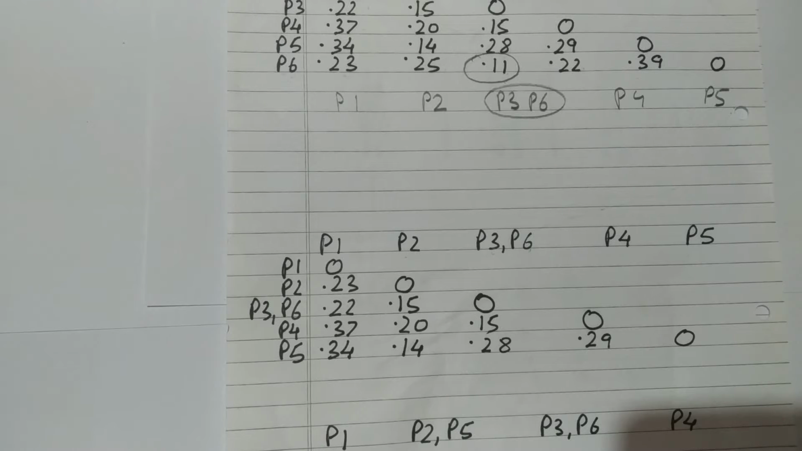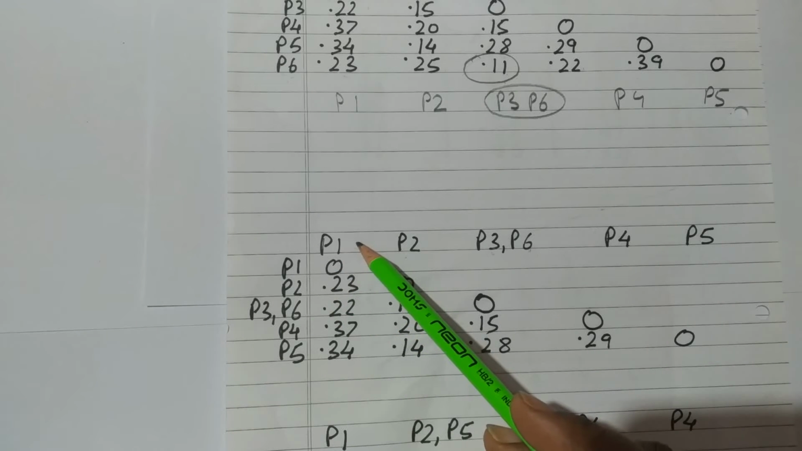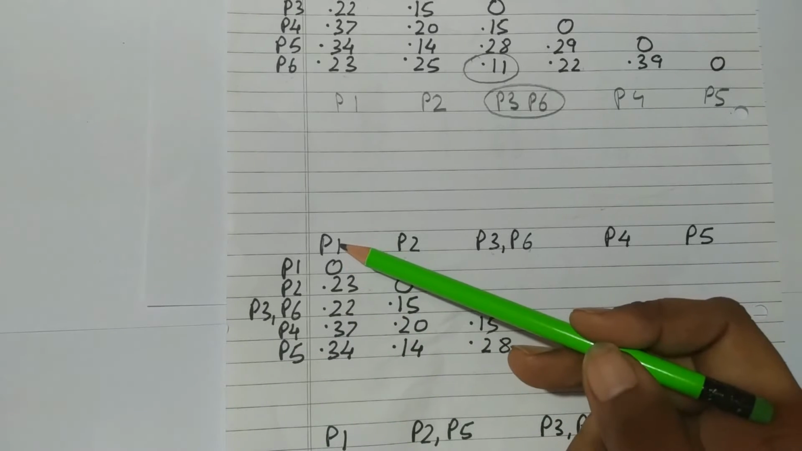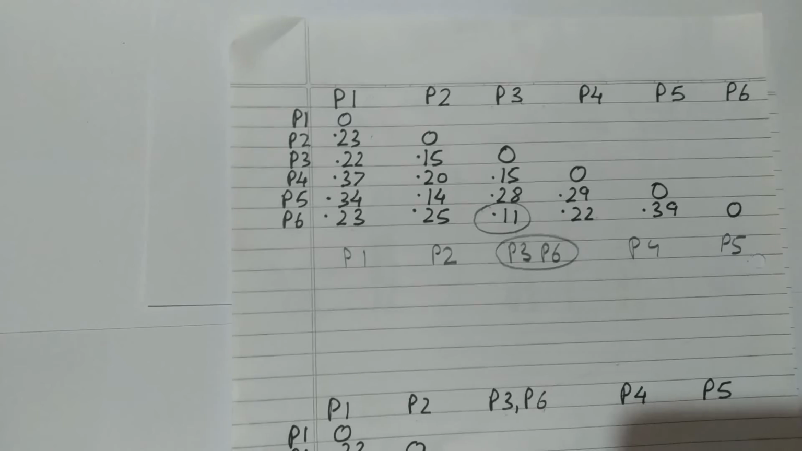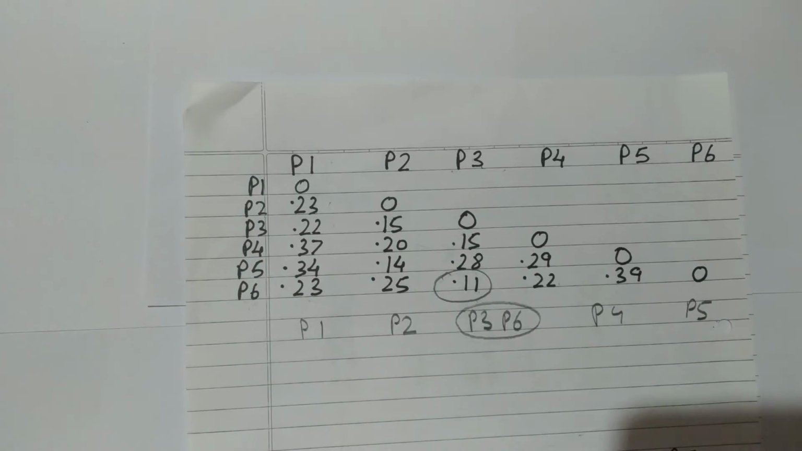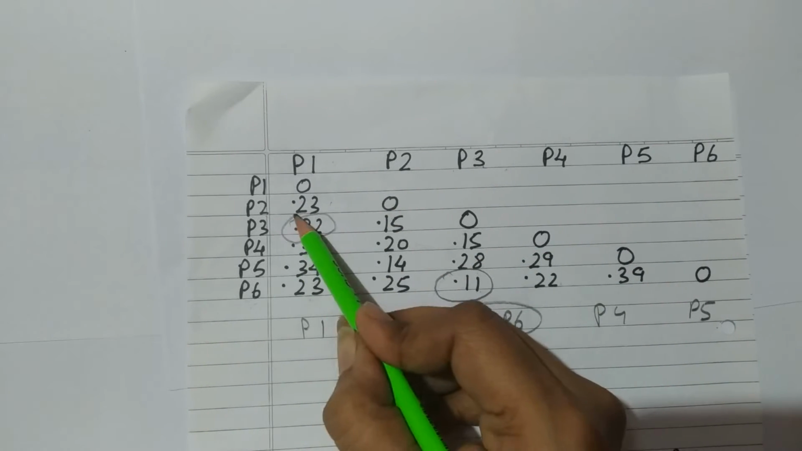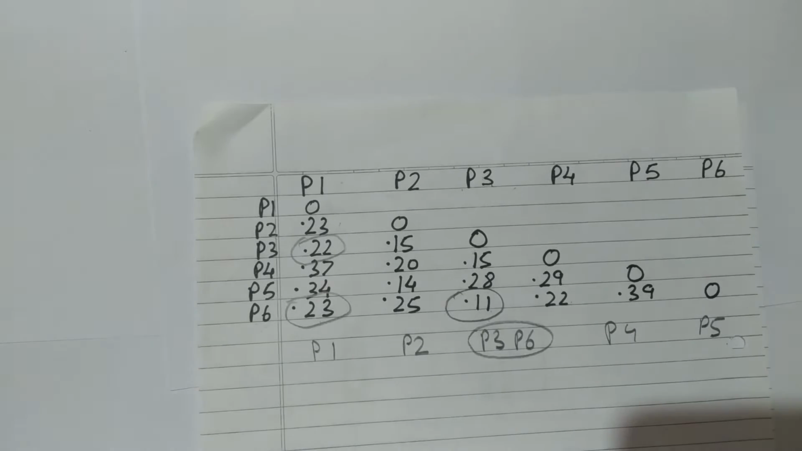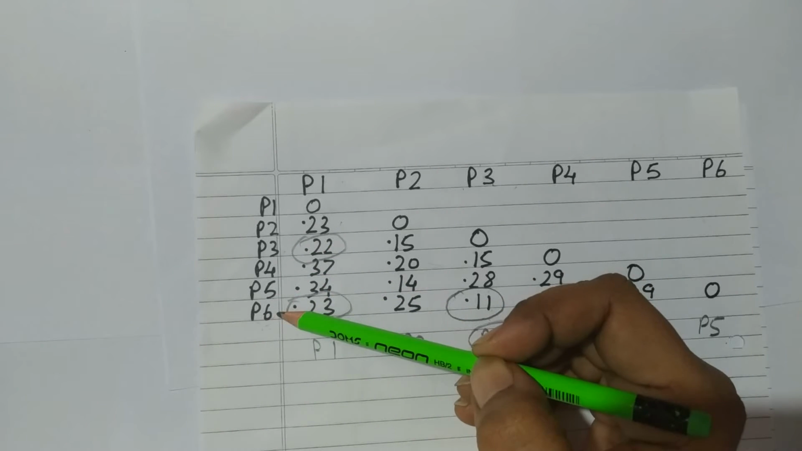Now we need to modify this distance matrix again. Why? Because we have formed one cluster of points P3 and P6 together. The distance between point P1 and P2 is unchanged because we haven't included P1 and P2 in any cluster. But the distance between point P1 and this cluster P3 and P6 will change. How did I get this new value? Let's come back to this matrix. So have a look here. The distance between P1 and P3 is 0.22. The distance between point P1 and P6 is 0.23. Why am I taking P3 and P6? Because P3 and P6 have now formed one single cluster.